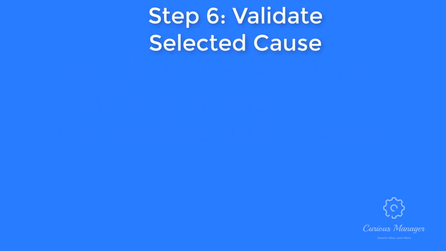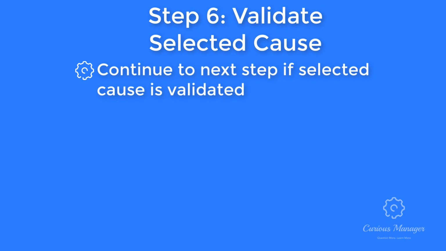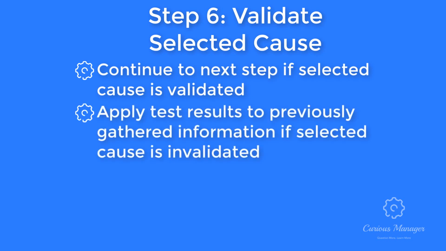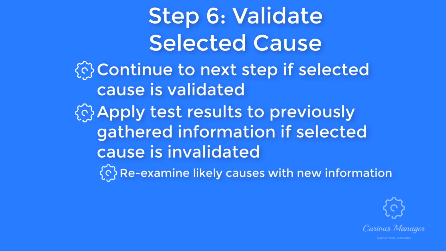This step is just a continuation of the previous step in which the selected likely cause is either validated, in which case the problem solver continues to the next step, or invalidated, in which case the test results are applied to previously gathered information and the previously identified likely causes are re-examined to see which one is now the most likely cause. In either way, I would recommend that you go back to the first step, gather the information, and apply the information for future reference.